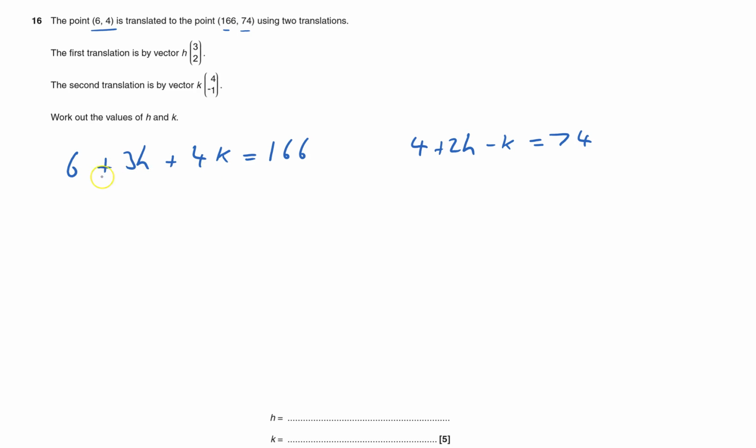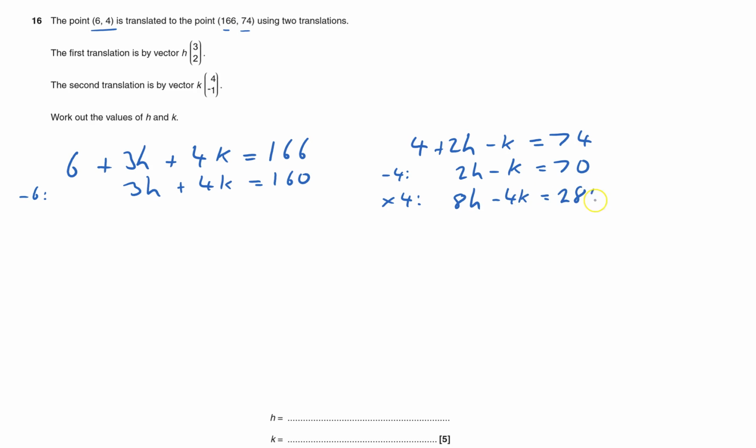First off, I think I'm going to get it so the numbers are on just one side. So take away 6 from both sides here, and that'll give me 3 h's plus 4 k's equals 170. And this one here, take away 4 from both sides. That gives me 2h minus k is 70. And then I think I'm going to, I've got plus 4k here. If I times this one by 4, then that will give me minus 4k's, and I'll just be able to add them. So that will be 8h's minus 4k's equals 70 times 4, 4 7's are 28, and add the 0.